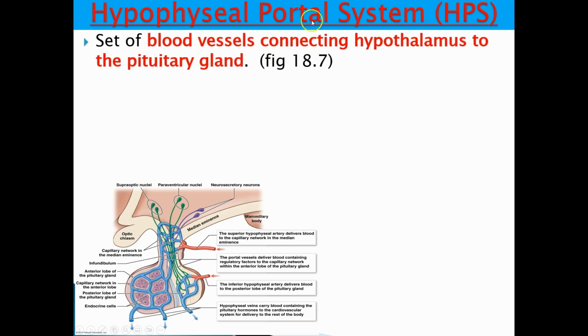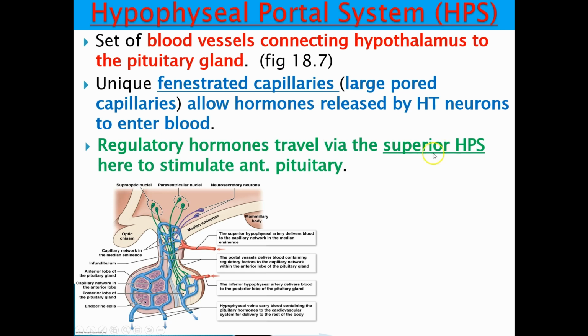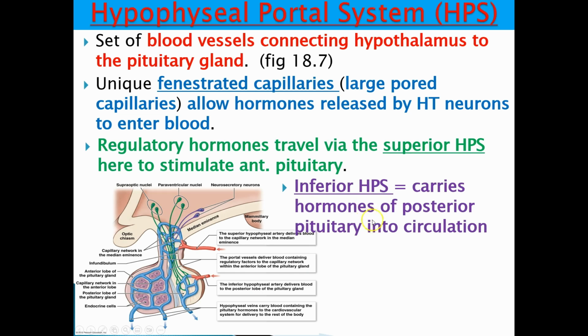That's the big picture sort of definition, but if I'm going to give you a more specific question, what you need to know is that the superior hypophyseal portal system is what ties the hypothalamus and carries your regulating hormones to the anterior pituitary, while the inferior is what carries hormones of the posterior pituitary into circulation. So very different. Regulatory hormones travel using the superior hypophyseal portal system.